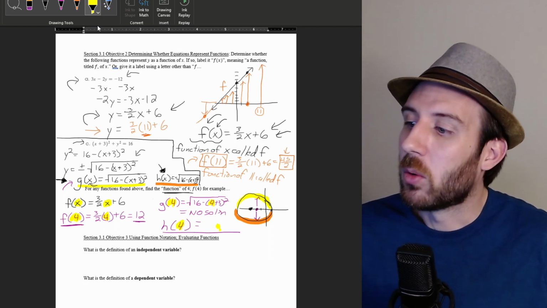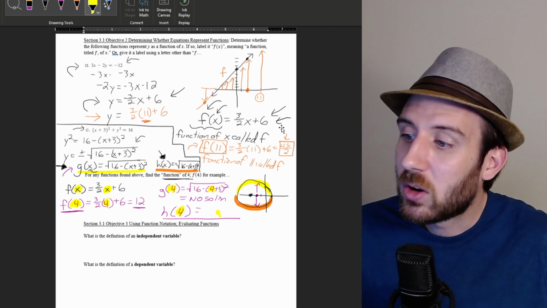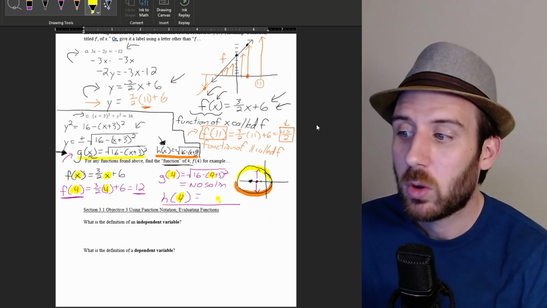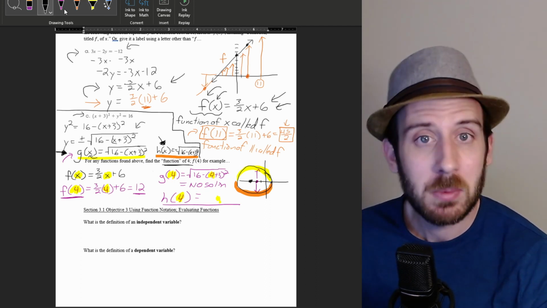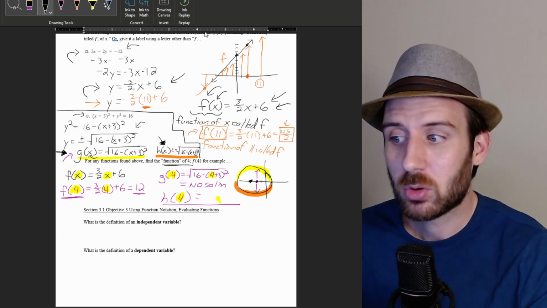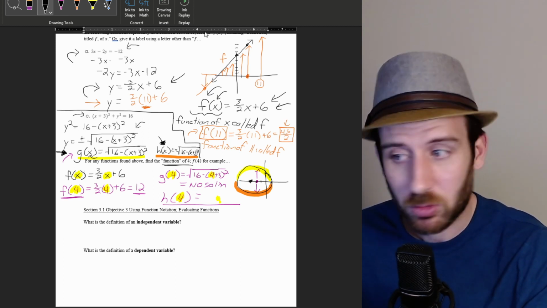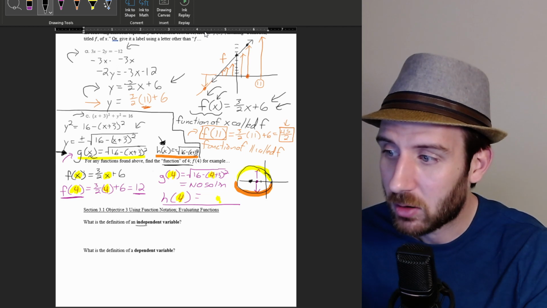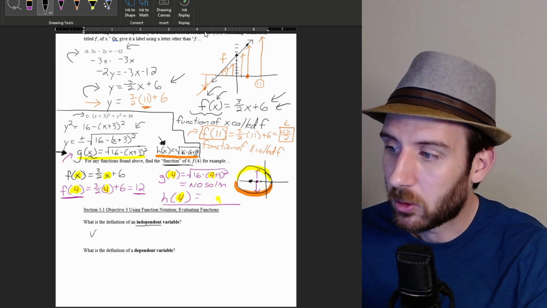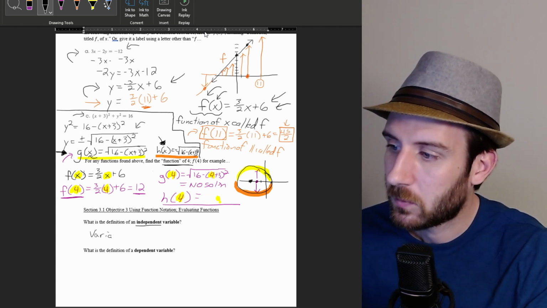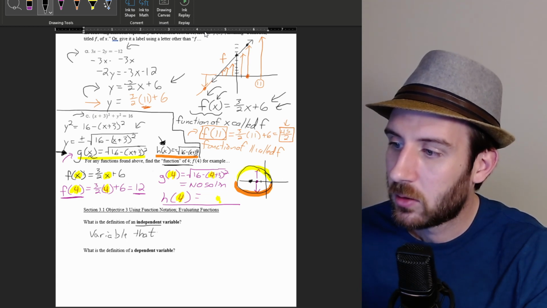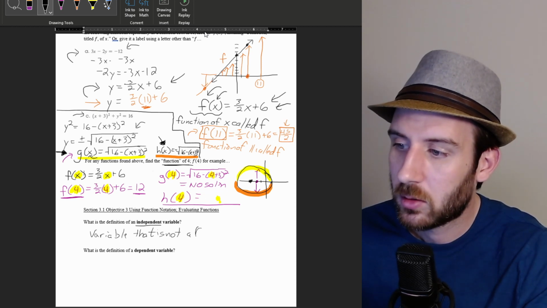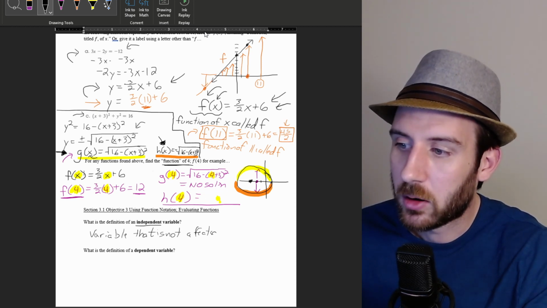Okay, so to wrap all of this page up, what is the definition of the independent variable? Well, think about the word. An independent variable, just like an independent person, is somebody who can operate without being influenced. So an independent variable is a variable that is not affected by another.